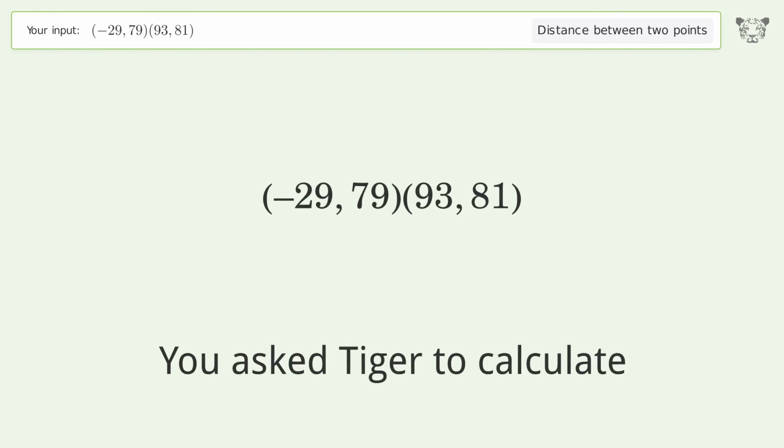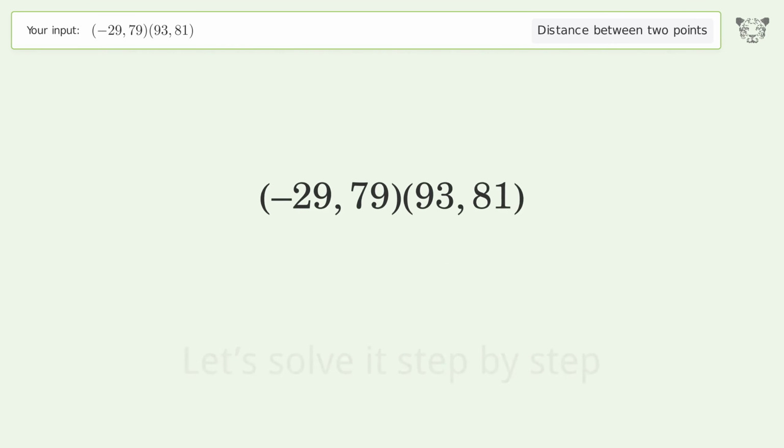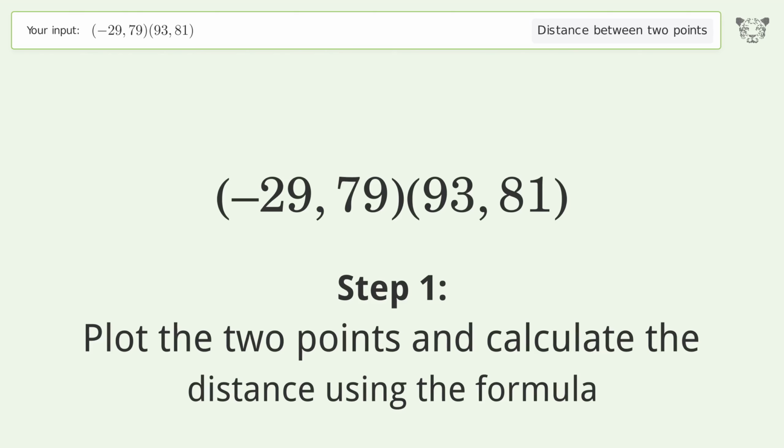You ask Tiger to calculate. This deals with the distance between 2 points. The distance between the 2 points is the square root of 14,888, or 122.016. Let's solve it step by step. Plot the 2 points and calculate the distance using the formula.